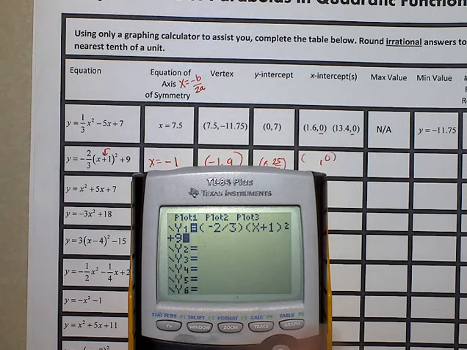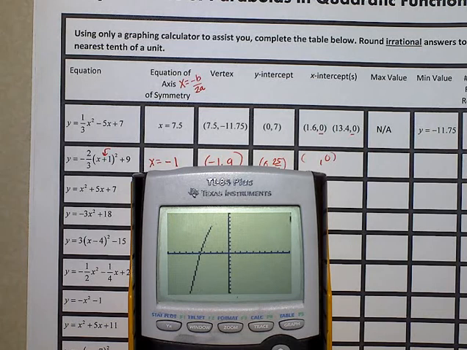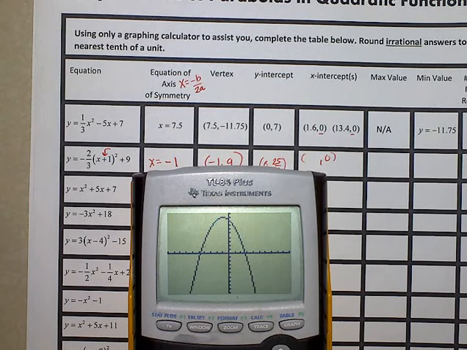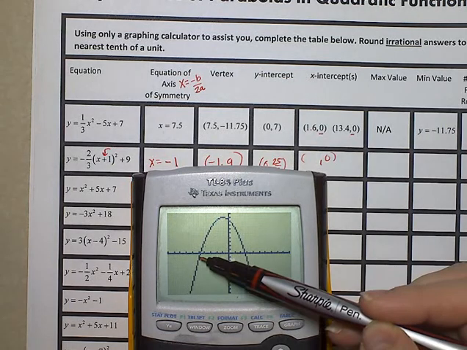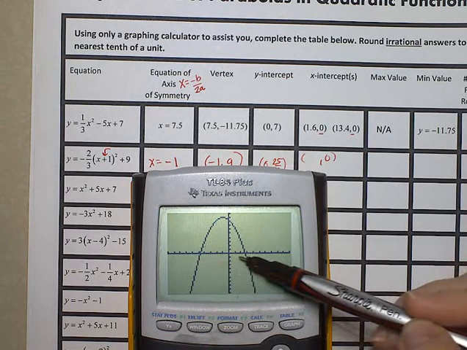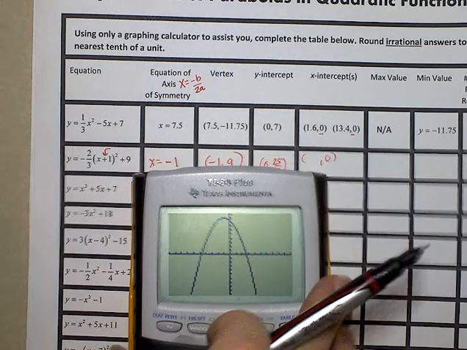Hit the word graph. You can see that there's two x-intercepts. As a review from last week, we learned that another word for x-intercepts is real roots. So there's two real roots, two x-intercepts. And I'm asked to get the answers for them.